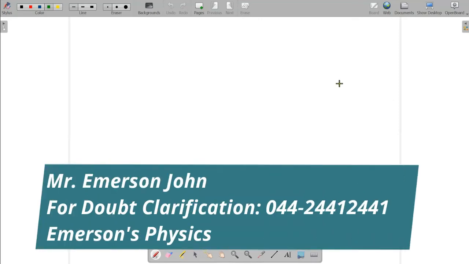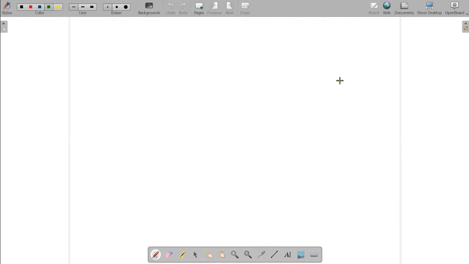Today we are going to see capacitors in series. In other words, we are going to derive the expression for effective capacitance or combined capacitance when they are connected in series. Okay, so our heading is capacitors in series.